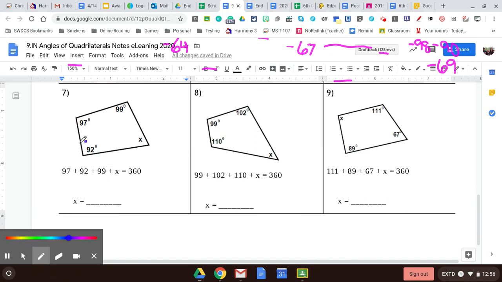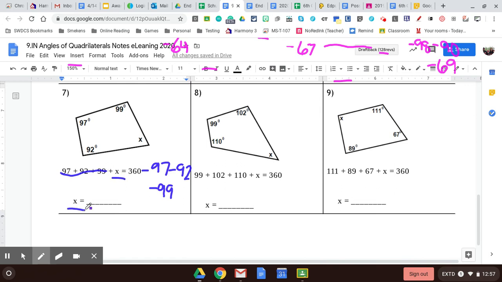Okay, 3 more to go. I have my 4 angles listed out. They add up to 360, so I need to do the opposite of addition, so I must subtract from each side. So I have 360 minus 97 minus 92 minus 99. So it crosses out on this side. I'm left over with x. What is x for number 7?